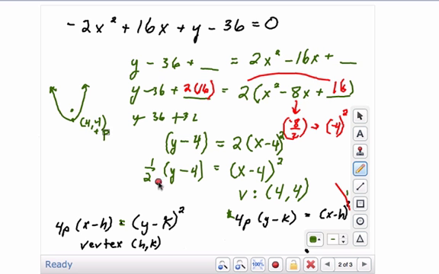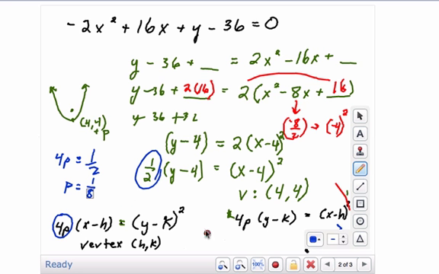Okay, so we've got to determine what is p. So we take this 1/2 here, the value in front of your y minus 4 squared. We're going to set it equal to 4p. Okay, so 4p equals 1/2. So you divide both sides by 4 or multiply both sides by 1/4. It's the same thing. And you get 1/2 times 1/4 is 1/8. So we're going to add 1/8 onto this coordinate here. So you could write that as 4 and 1/8.